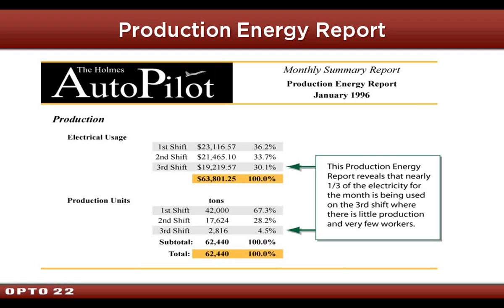Here's another report. This was a Rexnord plant up in Indianapolis, spending 30% of their electrical dollars on third shift and making 4% of their product. We took this report, sat down in front of the owner, Herb, the president. He said, "What the hell is going on here?" And I said, "Well, nobody's paying any attention, obviously, to what systems are on and off."